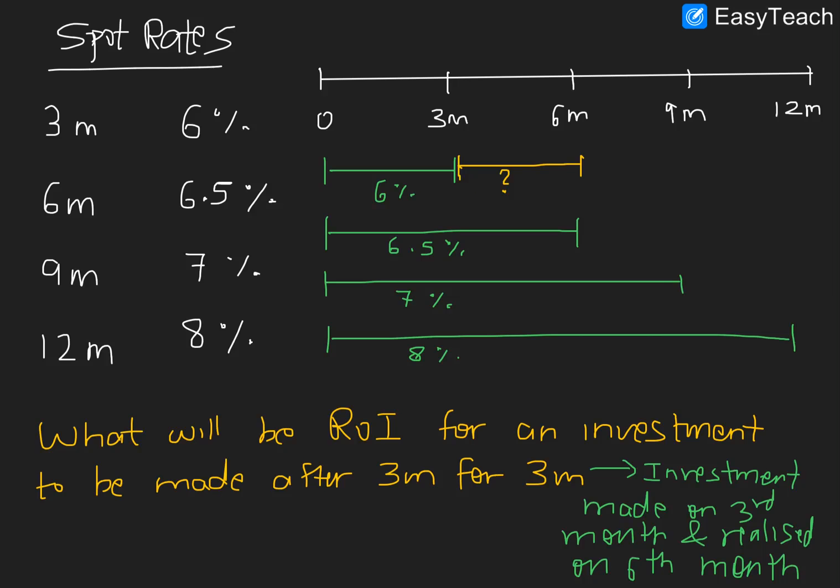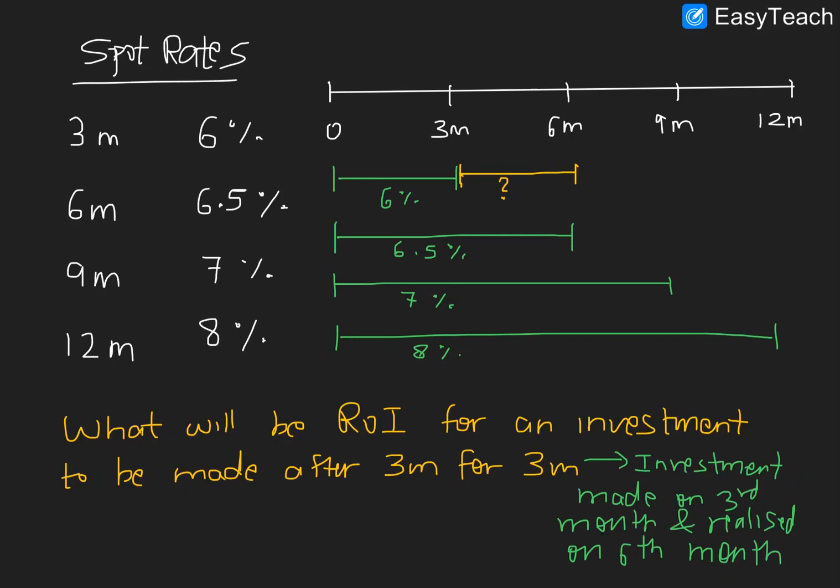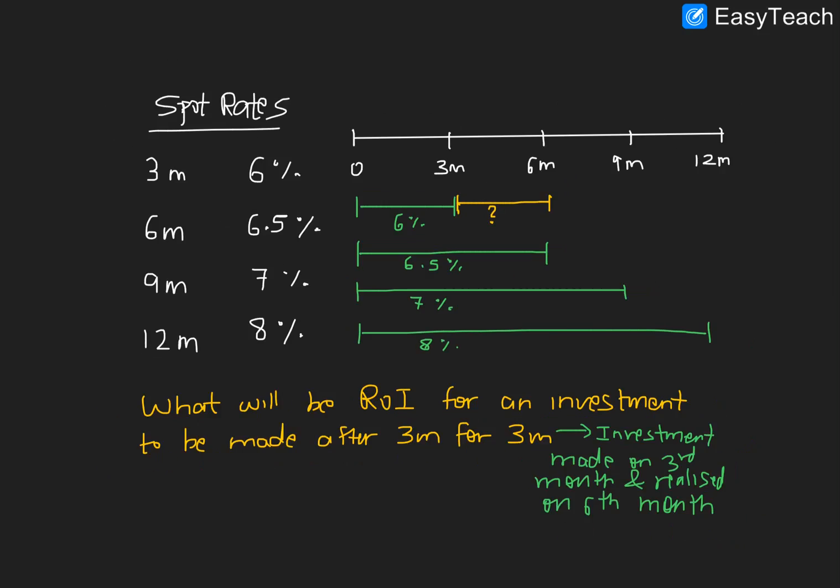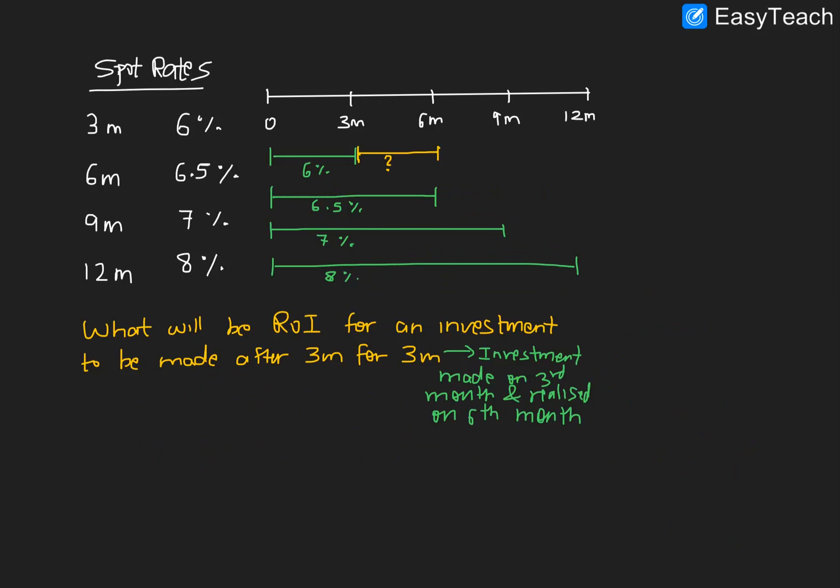So remember, we may have a forward rate from 3rd month to 6th month as we are looking for over here. We may have it from 3rd month to 9th month. We may have from 3rd month to 12th month. We may have it from 6th to 9th or 6th to 12th. We may even have from 9th to 12th. Okay. So let's have a look. Let's understand what could be the reasoning, the logic for this.